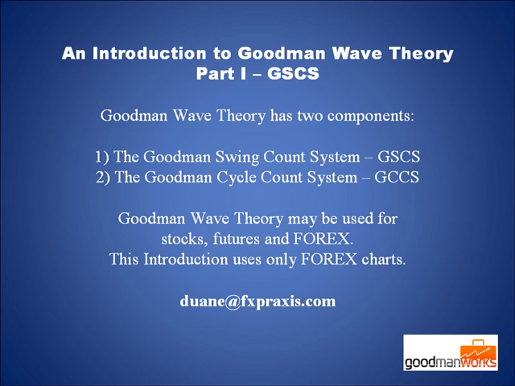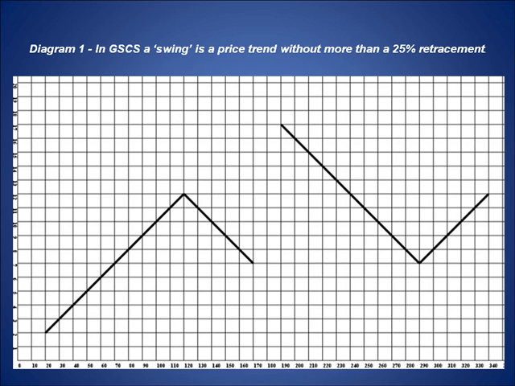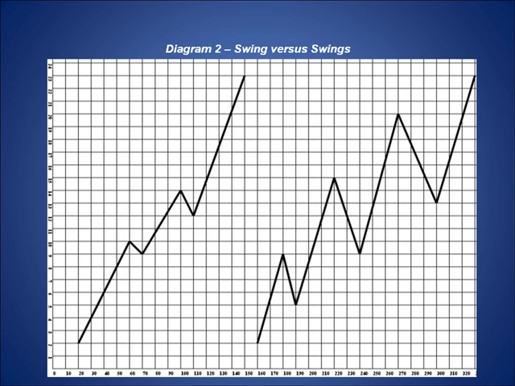GWT itself has two components, the Goodman Swing Count System, GSCS, and the Goodman Cycle Count System, GCCS. This tutorial will discuss GSCS. Part 2 will discuss GCCS. In GSCS, a swing is a price move up or down with less than a 25% correction. The price action on the left is a single swing. The price action on the right is composed of multiple swings.